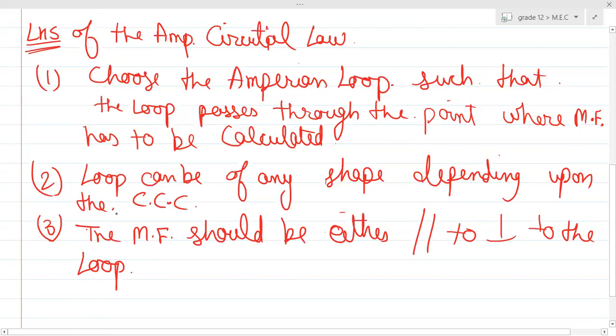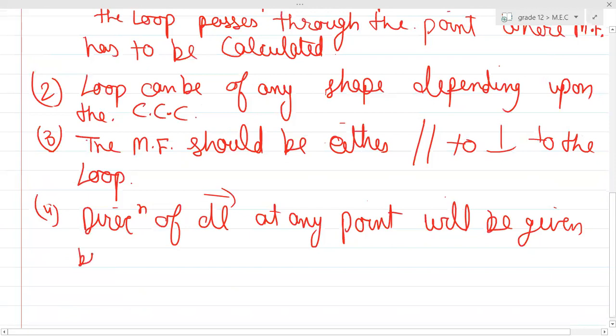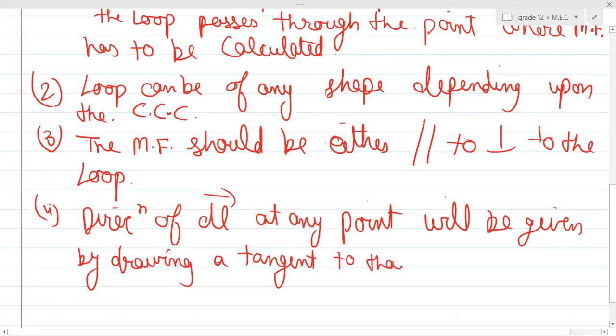And once you are done with that, then automatically you can calculate B dot dl. You just need to find out the direction of dl. Fourth point: the direction of the dl vector at any point will be given by drawing a tangent to that point.